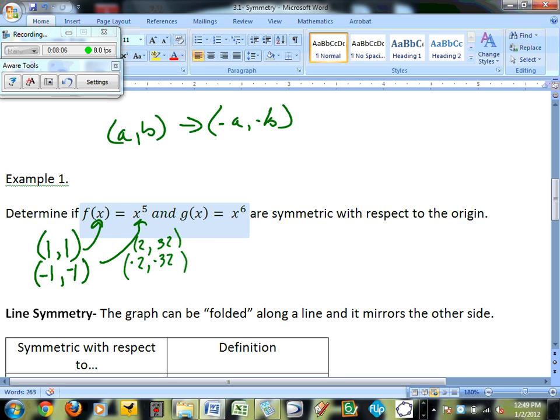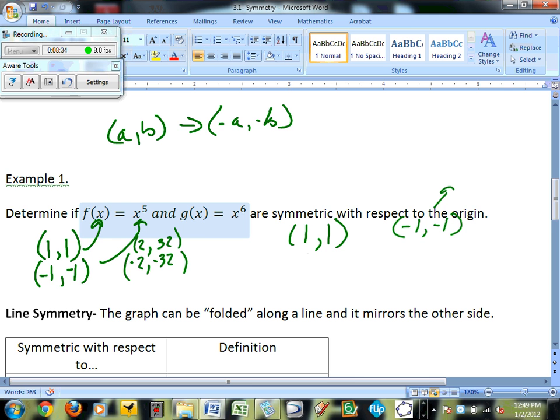All right, g of x. Well, let's take the x value 1. When I plug in 1, I get 1 for a y value. 1 to the 6th power is 1. So in order for it to be symmetric with respect to the origin, -1, -1 would have to exist. If it doesn't exist, it's not symmetric with respect to the origin.